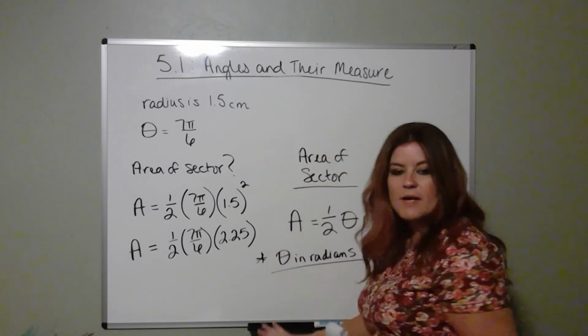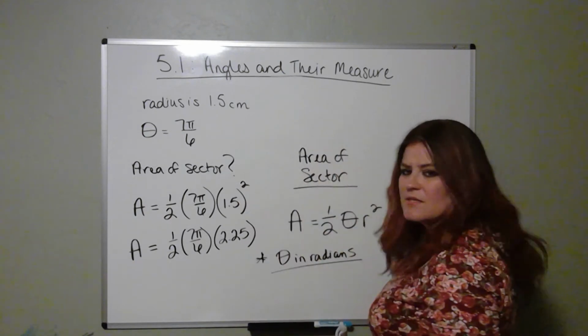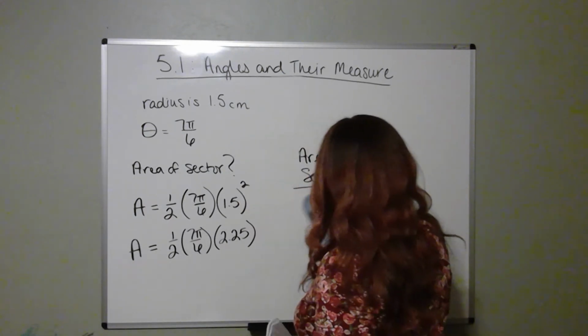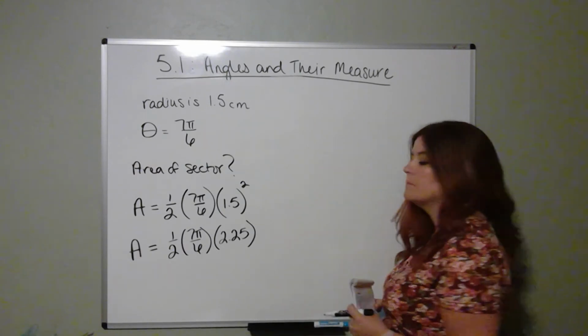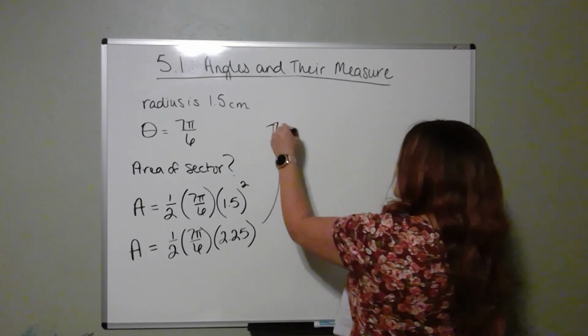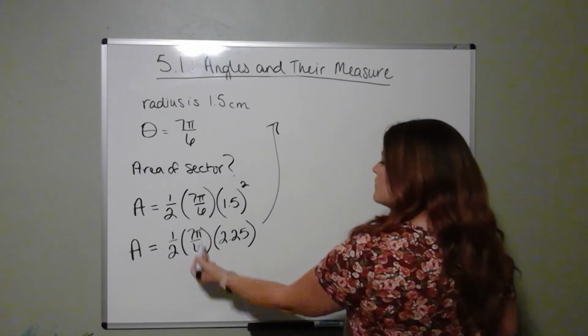So I need to multiply all this together. The more I look at it, the more I think this is probably a rounding question, but I'm still going to work it exact and then round. So let's bring it up here. So 1/2 times 7 pi over 6.